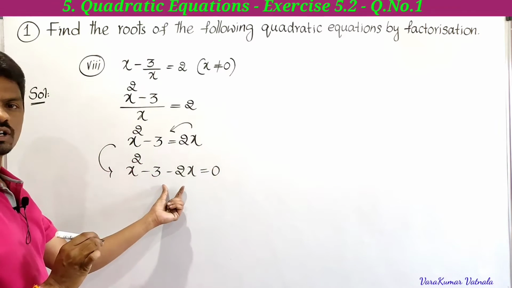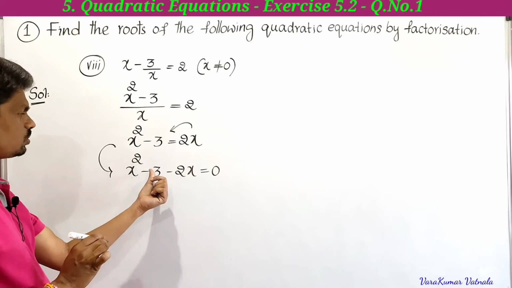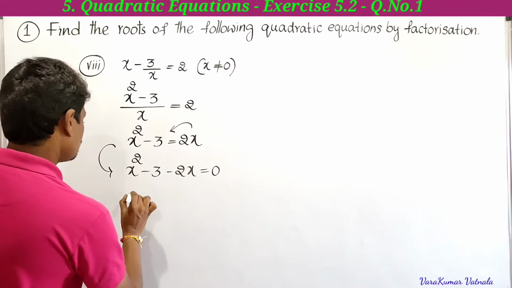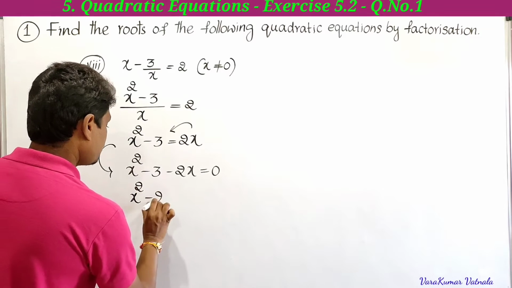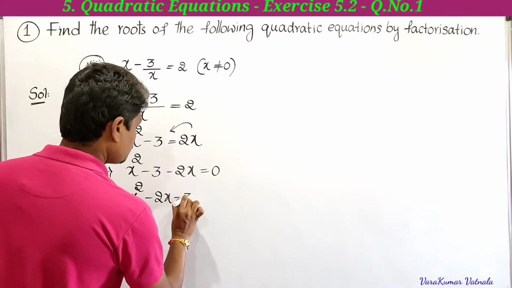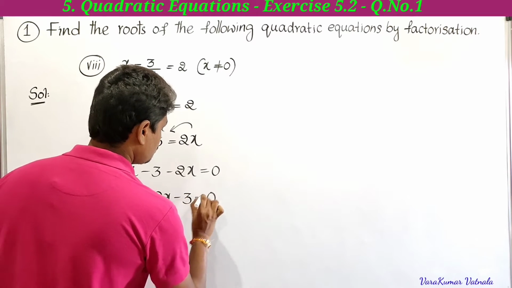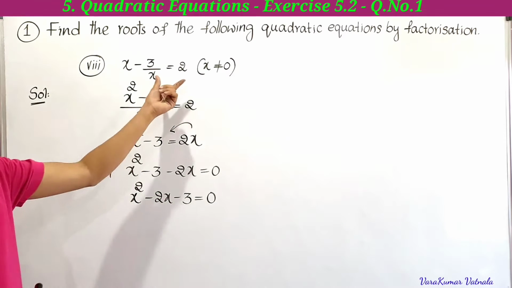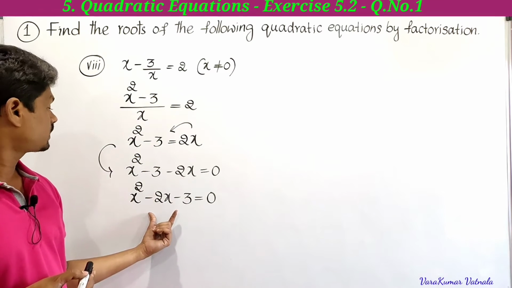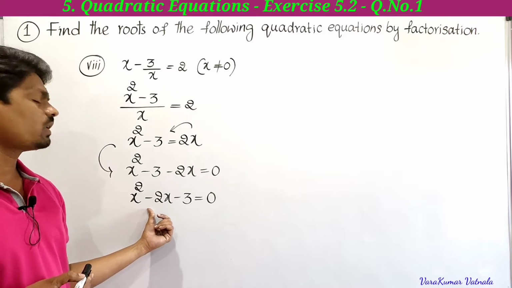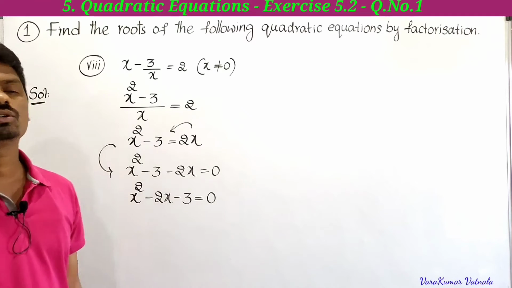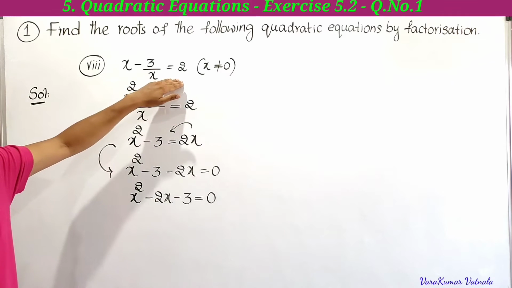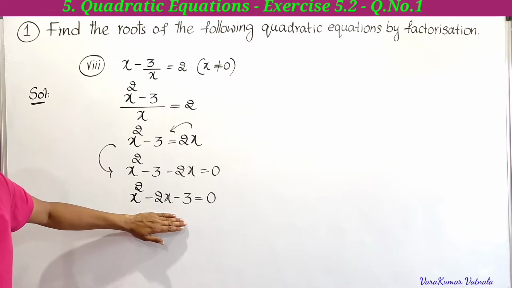So it is not in standard form. Just write 2x next 3. So just write x square as usual. X square minus 2x minus 3 is equal to 0. So now the given equation, see here, this is the quadratic equation. X square minus 2x minus 3 is equal to 0. So the given equation has changed to x square minus 2x minus 3 equal to 0.